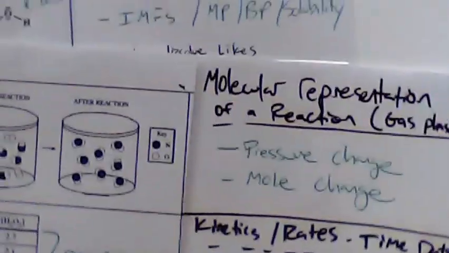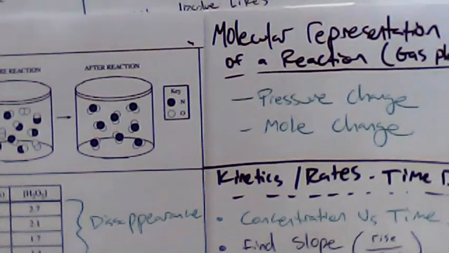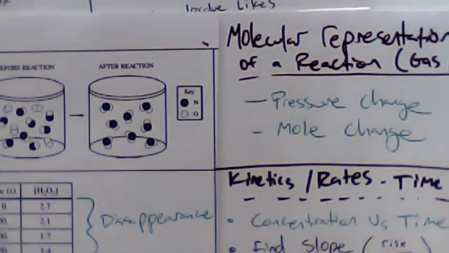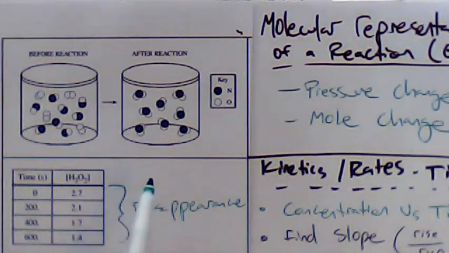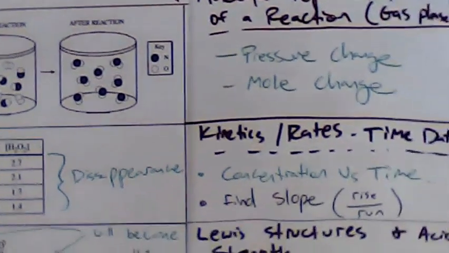All right, a couple more pages here. Here we're looking at a molecular representation of a gas phase reaction. So can you look at this and see how the pressure changes? You're really looking at a mole relationship. Moles equate to pressure. Could you do that? We have fewer moles of gas after the reaction, so we would have less pressure.